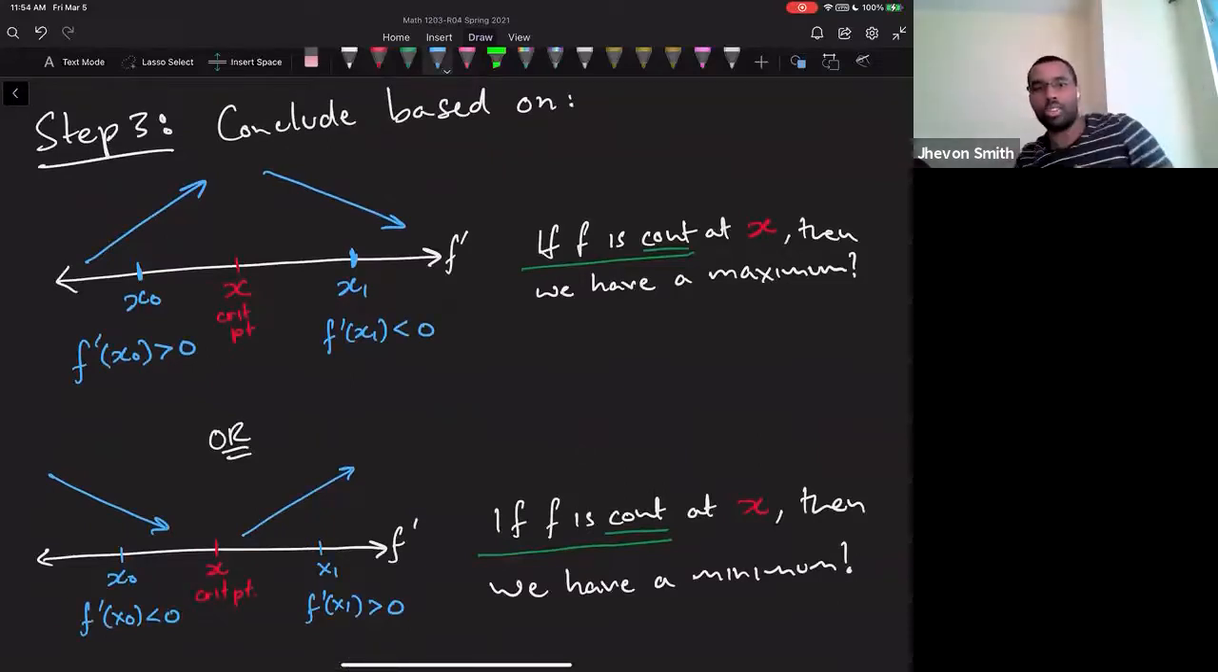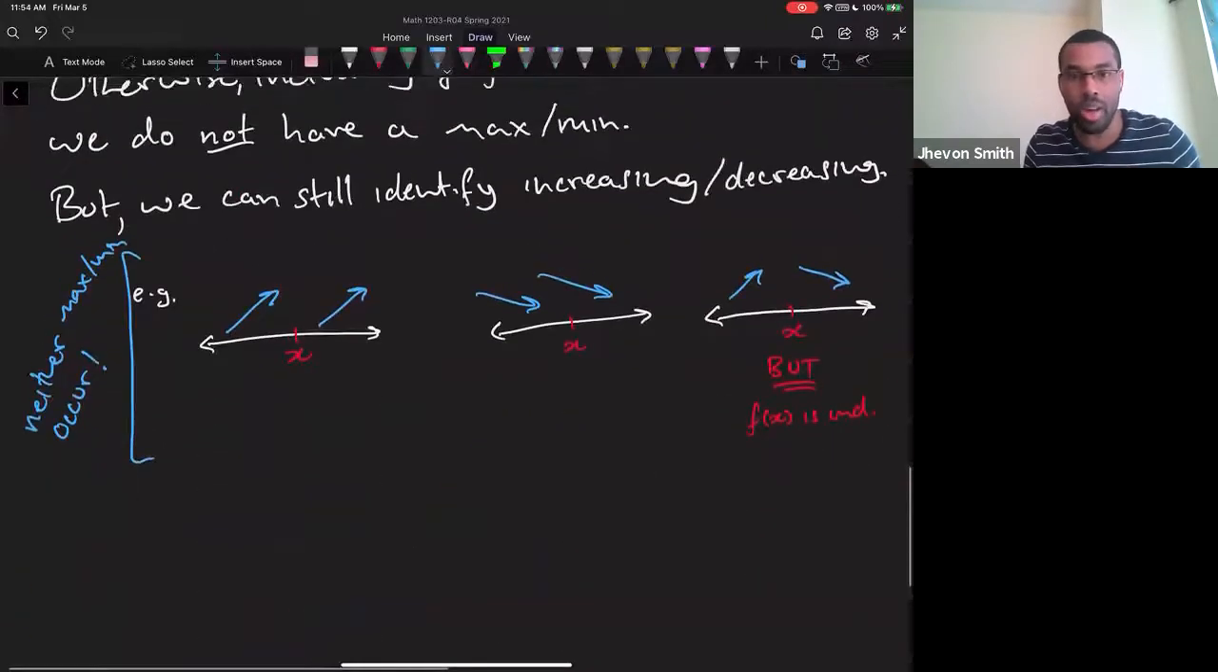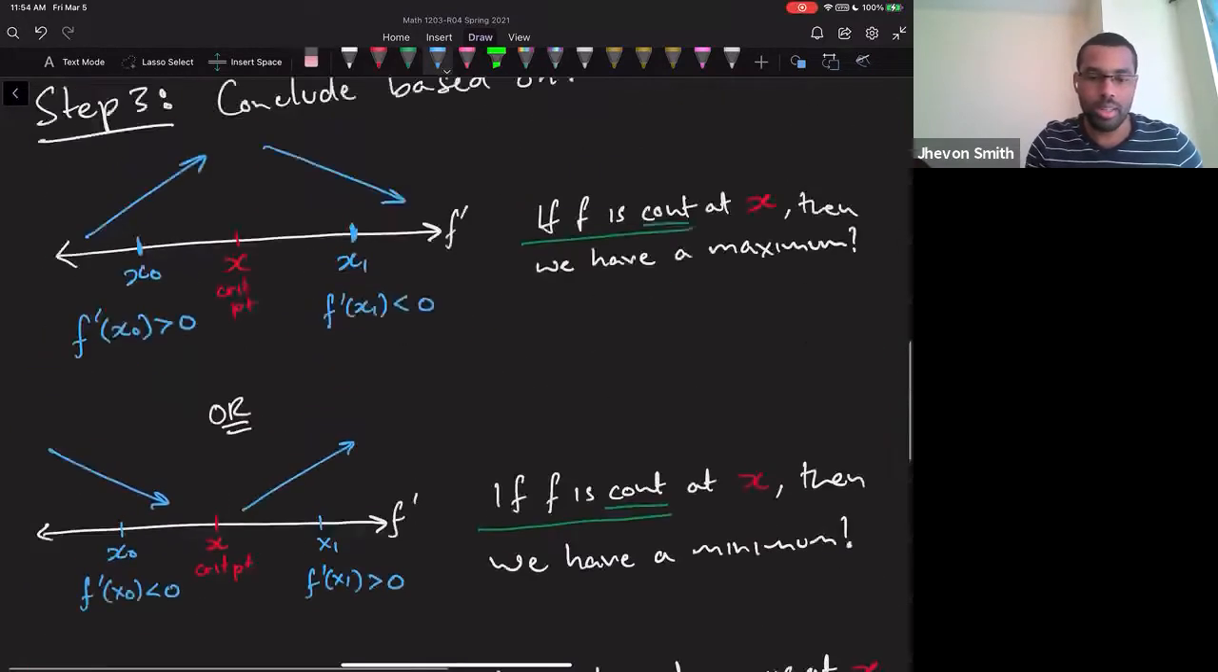So these are the two patterns you're looking for, a maximum or minimum. Increasing on the left, decreasing on the right. Potentially it's a maximum if your function is continuous at the point. If you're decreasing on the left, increasing on the right, then potentially it's a minimum if your function is continuous at the point. If your function is not continuous at the point, or you see some other pattern, then it's neither. And you can only get increasing or decreasing information from it. That's pretty much the first derivative test, right?